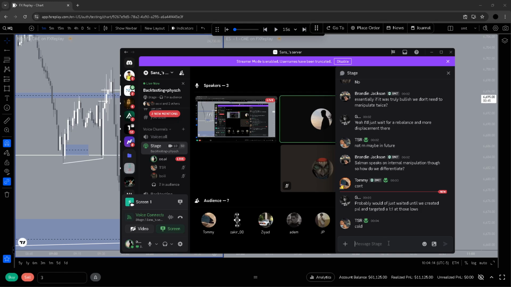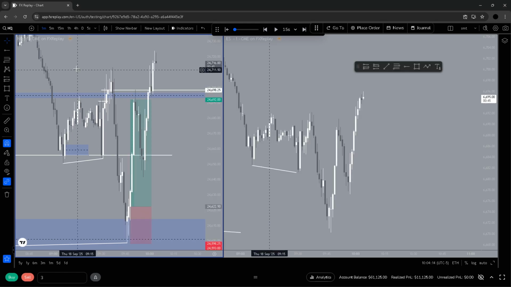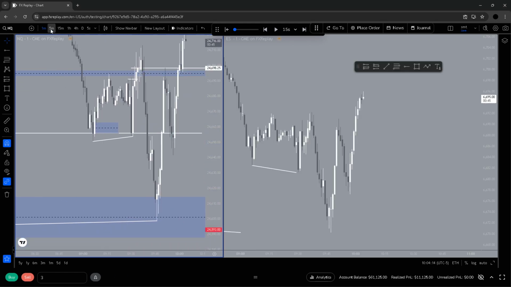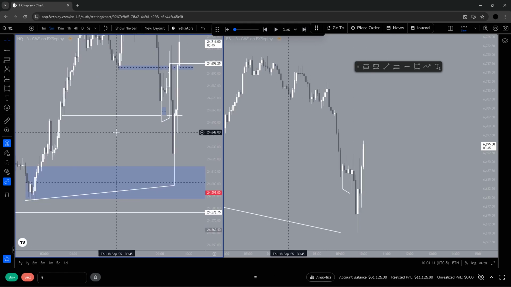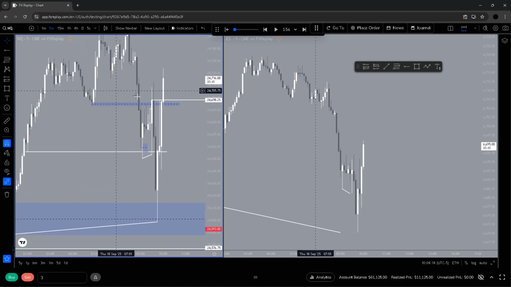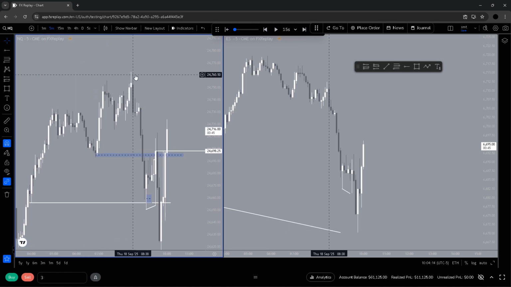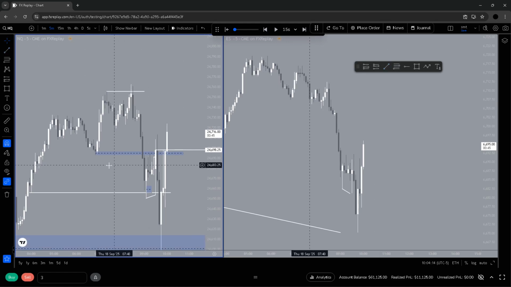Probably would have just waited until we create a PXL and targeted a 1-to-1 at them lows. I understand what you're saying, but look at the 5 minute, bro. Is this not PXL? And do we not have this draw lower? We have a lot of draws lower. We have PXL inside of a range. We have manipulation at the highs of the range. So think about it, bro. We've manipulated at the highs of the range, yeah?